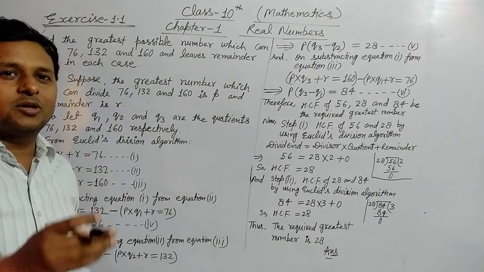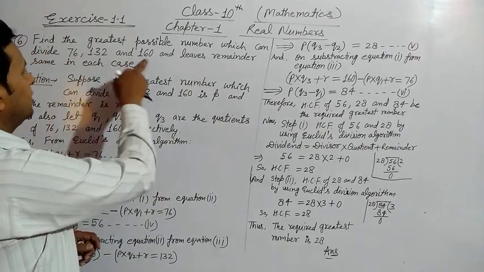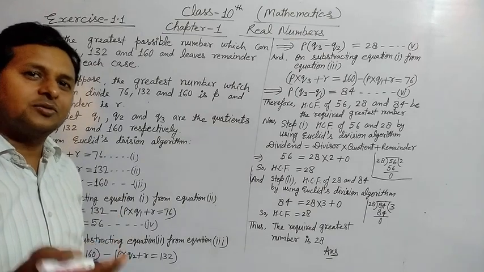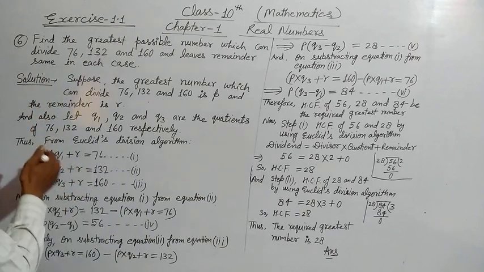Suppose you get remainder 3. Then 3 should be here, here and here, means in all three numbers you have to get the same number as remainder. So now we discuss our solution.